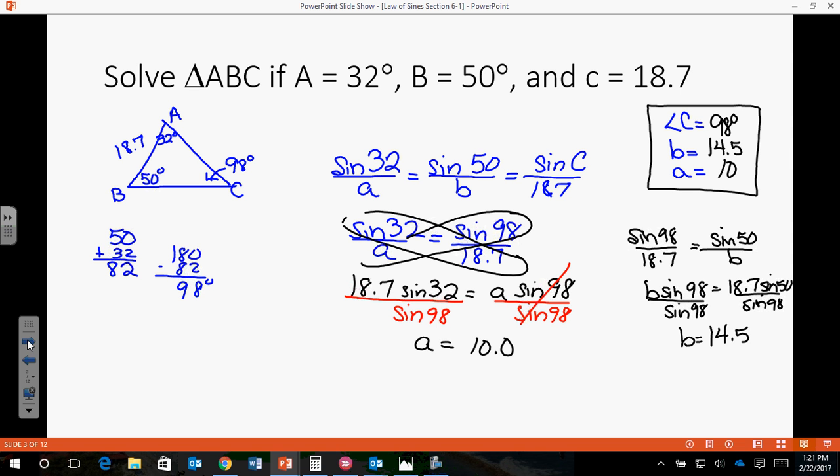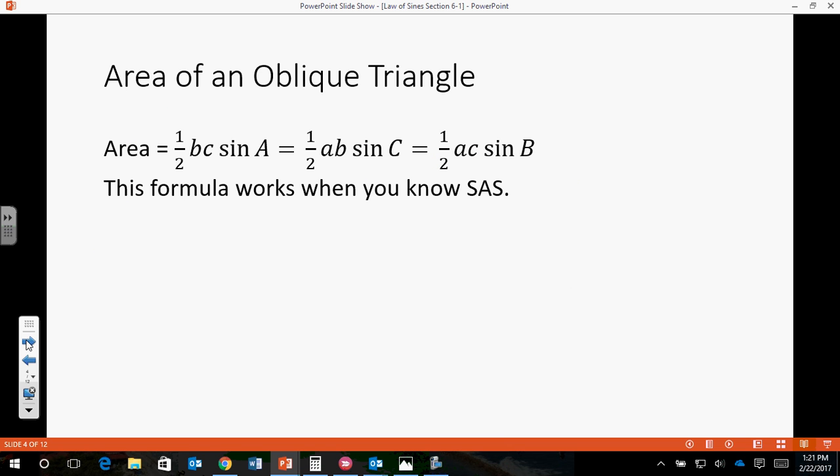All right, next. We discovered this as well, right? The area of an oblique triangle has a formula. Area equals 1/2 side B times side C times the sine of angle A, or 1/2 AB sine of angle C, or 1/2 AC sine of angle B. And it works when we have side angle side. So we have two sides and the angle between them.